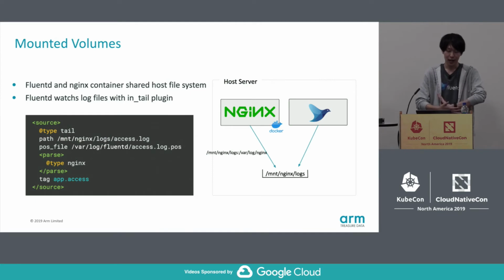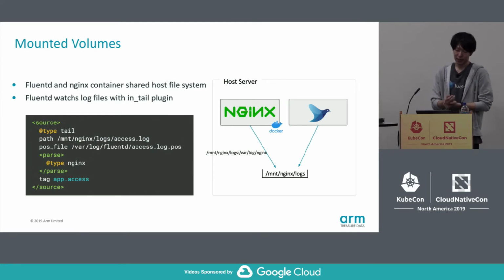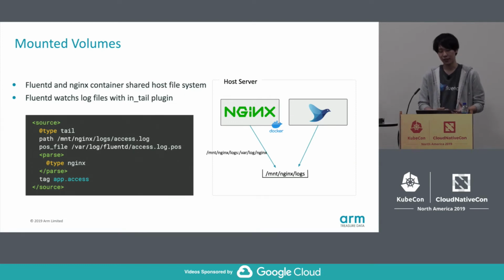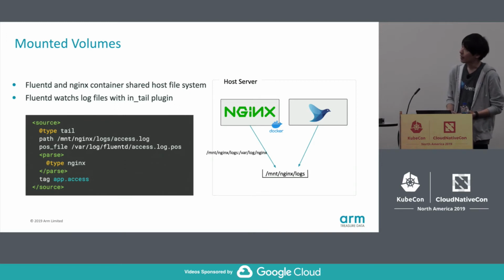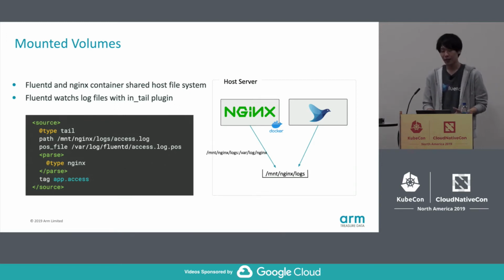Next page. The first approach is shared data volume. This is a basic but powerful way to get logs in a Docker environment. Docker has a feature for mounting the host server's file system. So Fluentd runs on a host server directory and the application container, in this example the NGX container, mounts the host server's file system. And Fluentd watches the mounted volume.